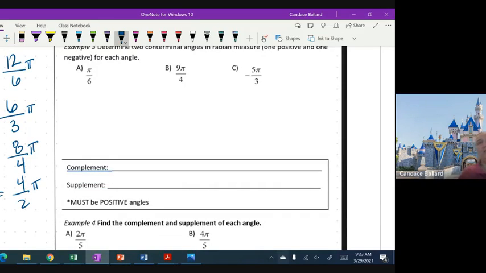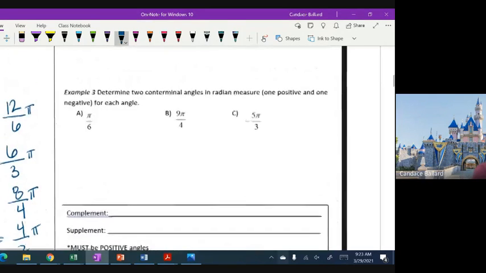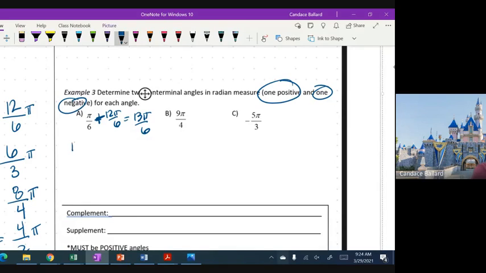Okay, so every time we do one of these, we're either going to add or subtract 2 pi. I have to decide which world I'm working in. Okay, so in A, I am in over 6 world. So I'm going to add 12 pi over 6, which would give me 13 pi over 6. But it says that I have to have one positive and one negative angle. So I'm also going to take pi over 6 and subtract 12 pi over 6, which means that is negative 11 pi over 6. Okay, so that will get me one positive and one negative.